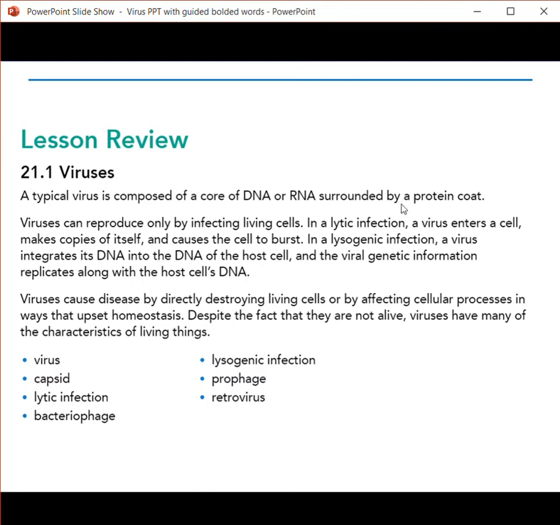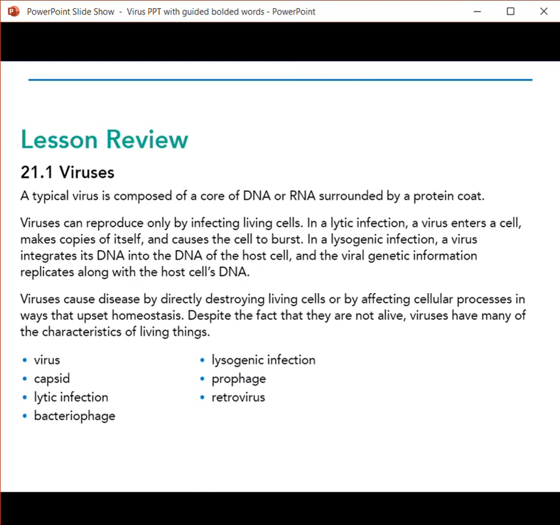What I want to do is go through and review what we've been through, which is viruses this week. So let's go through the lesson review for this chapter. So 21.1, that's chapter 21, lesson 1, viruses. A typical virus is composed of a core of DNA or RNA surrounded by a protein coat. Viruses can reproduce only by infecting living cells.